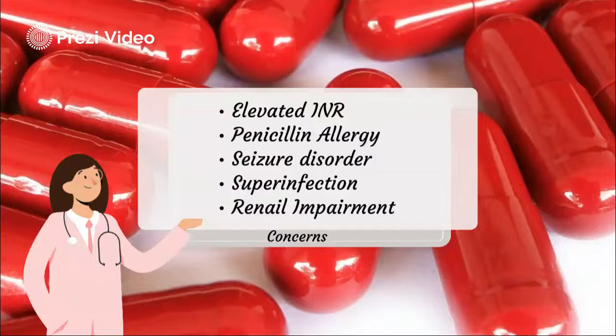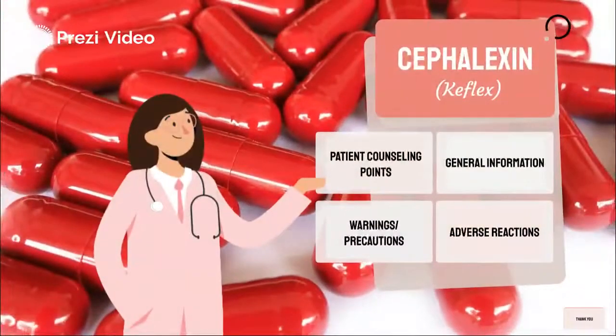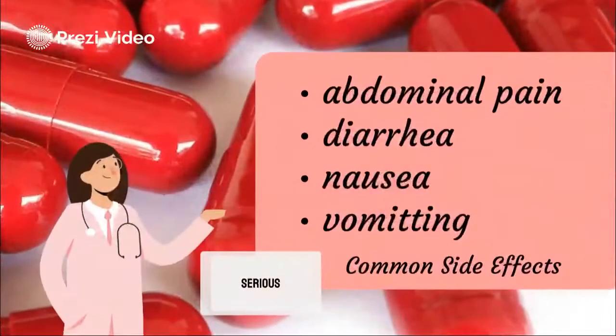High levels, particularly in presence of renal impairment, may increase risk of seizures. And prolonged use may result in fungal or bacterial superinfection. Use with caution in patients with renal impairment, modified dosage in severe impairment. And going over adverse reactions, some common side effects that we already mentioned include stomach pain, diarrhea, nausea, and vomiting.